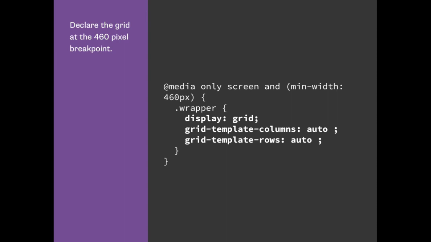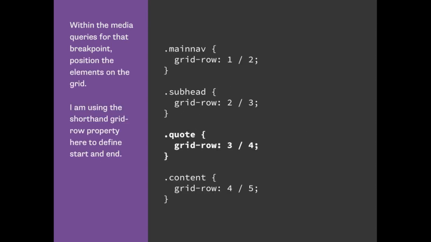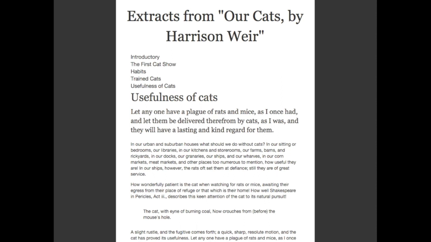So at 460 pixels, I declare the grid just as a single column. I want to start moving things around, so I'm declaring a grid. Now, for whatever reason, I've decided that on slightly wider screens, I'm going to stick that quote between the subheading and the content. So I just pop it into the second row, using the shorthand syntax here. And so the quote then moves up between the subhead and the content.